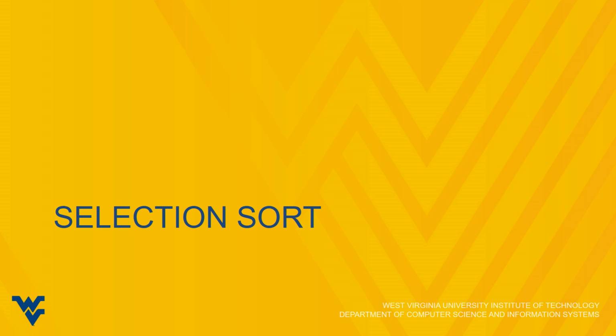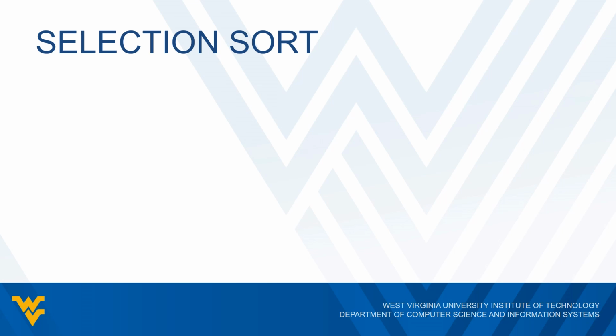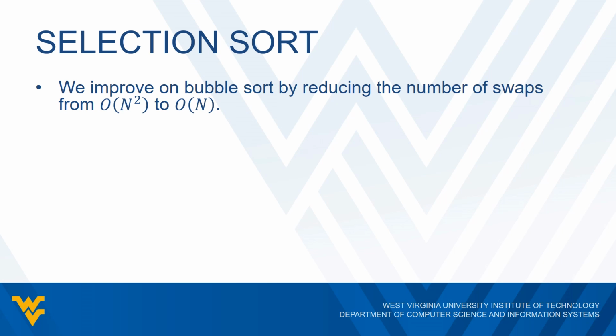The next sorting algorithm we'll take a look at is called selection sort. With selection sort, we actually improve on bubble sort because we can cut down the number of swaps from O of n squared to O of n. That's the good news. The bad news is we still have O of n squared comparisons, so this is still an O of n squared time algorithm.